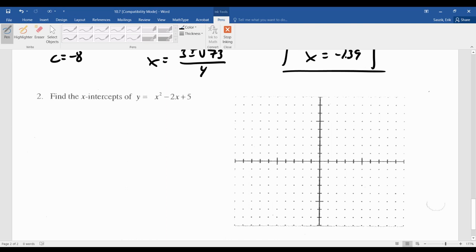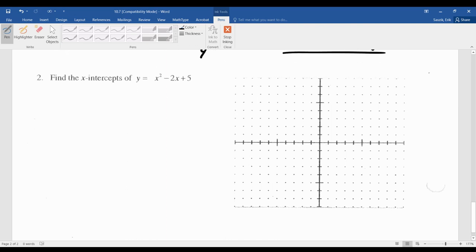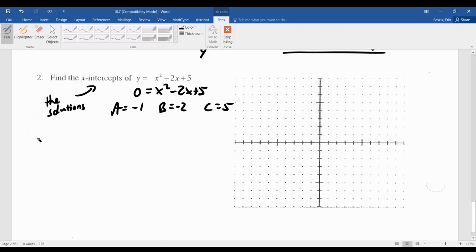Now this one here is nothing different. It says find the x-intercepts, but remember the x-intercepts are the same thing as the solution, so you still want to solve. But every x-intercept has a y value of 0, so this is really 0 equals x squared minus 2x plus 5. You can try to factor this. It looks like it'd be easy, but it doesn't factor.